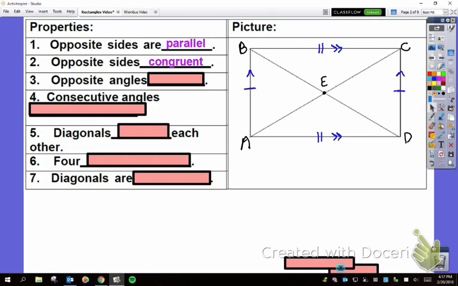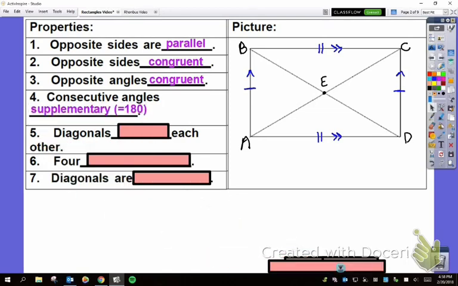Third, our opposite angles are congruent. I'm going to hold off on marking these, but our opposite angles would be A and C, and then we have B and D. Next we have consecutive angles. Our consecutive angles are supplementary, which means they equal 180. And then we have our diagonals that are still going to bisect each other. Now remember that bisect means cut in half, so we have 2 equal parts. But we're going to hold off on marking that real quick also.